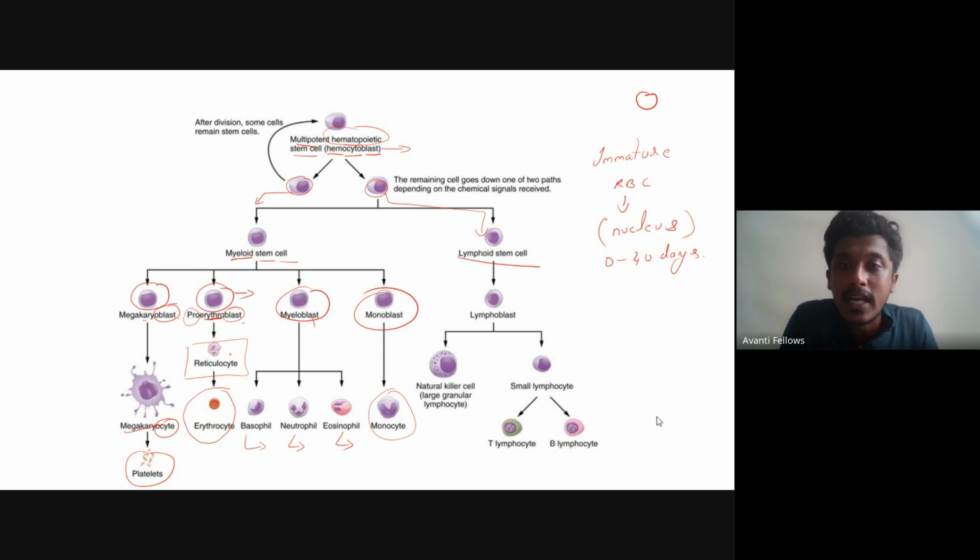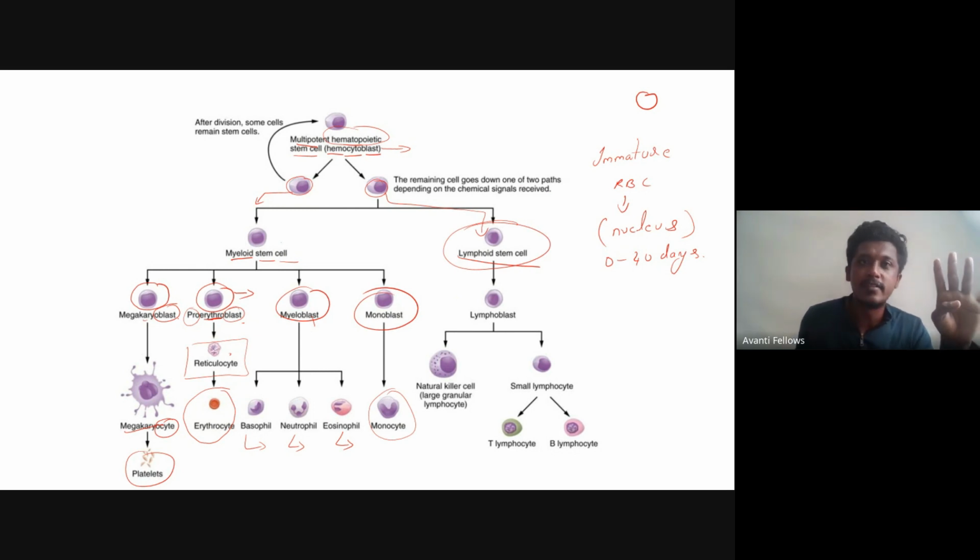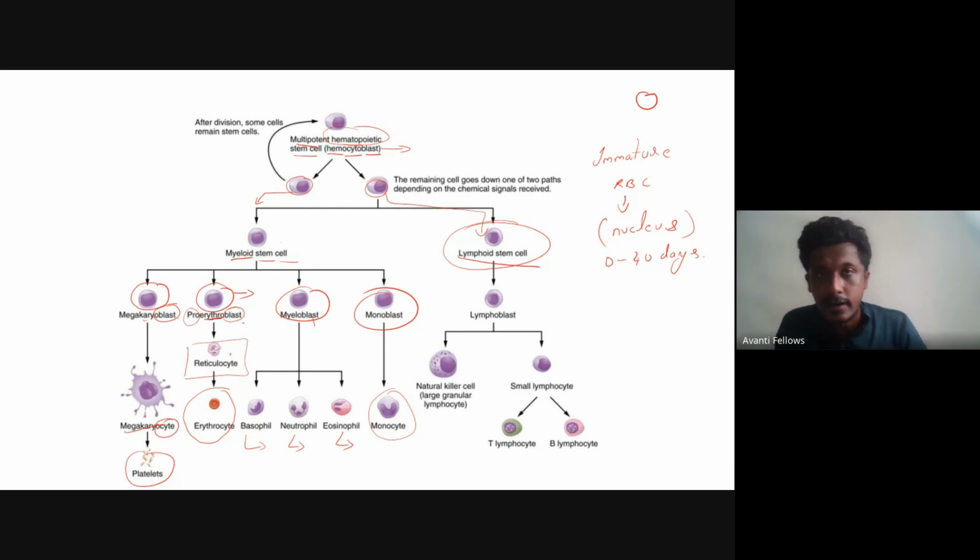So now if you look at the other part, what is our other part? Our other part is the lymphoid stem cells. Myeloid is done. So if I ask you, what do myeloid stem cells give? You have to tell four cells. Remember this: megakaryoblast, proerythroblast, myeloblast, monoblast. Very simple. Now you know which cells are coming from where.